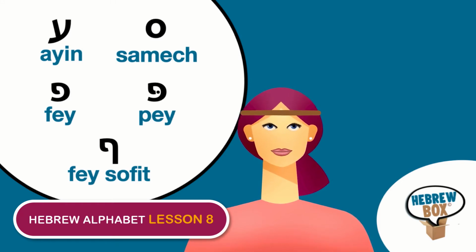In this video, we'll see these letters: samech, ayin, pe, fe, and the sofit form, fe sofit.